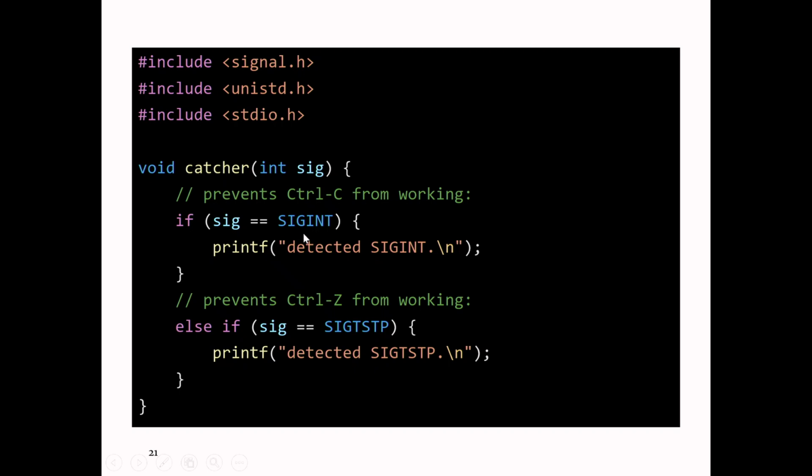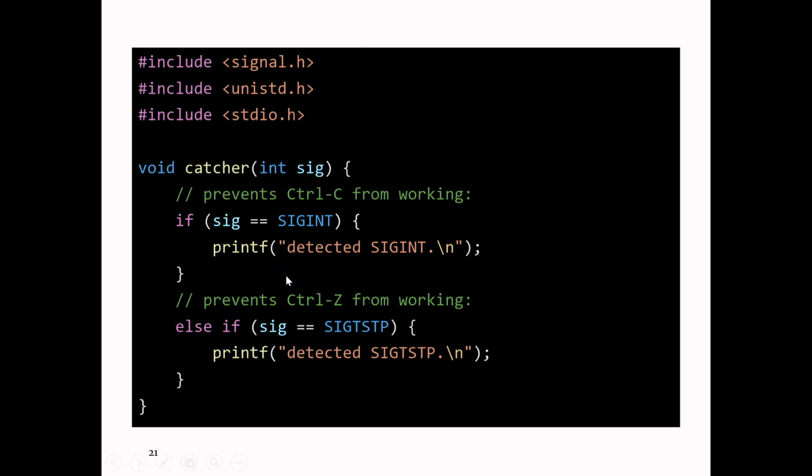So if the signal is equal to SIGINT, that's the Control C, so I'm going to listen for that signal. Now, instead of Control C stopping the program, the signal handler catches that signal and does whatever it does here. Here I'm just going to print out that the SIGINT signal has occurred. If sig equals SIGTSTP, I'm looking for Control Z. When this program sees the Control Z signal, it's going to print something else instead of stopping or terminating.